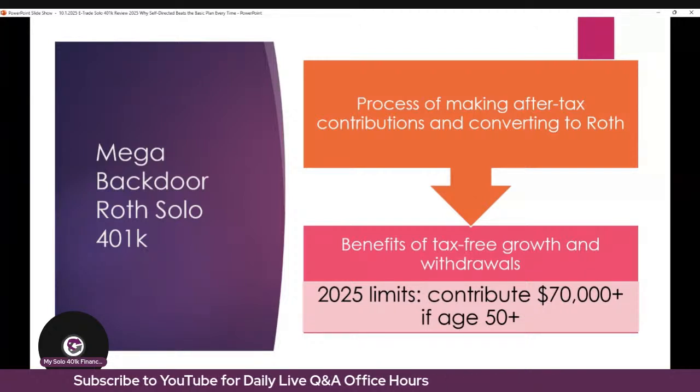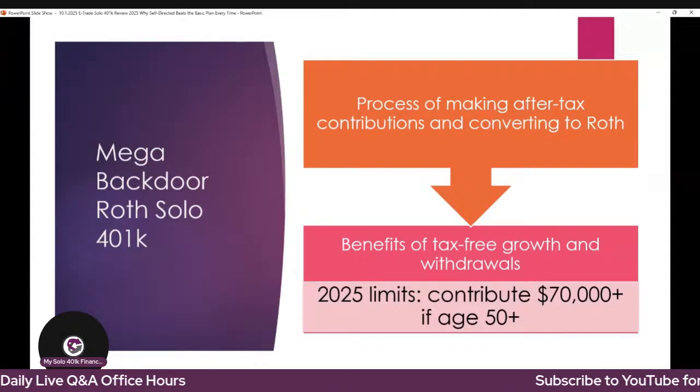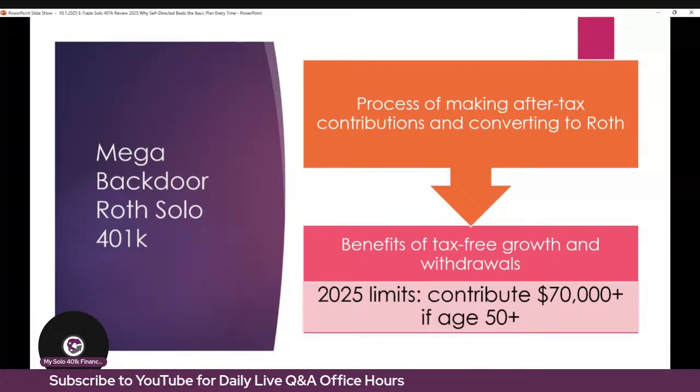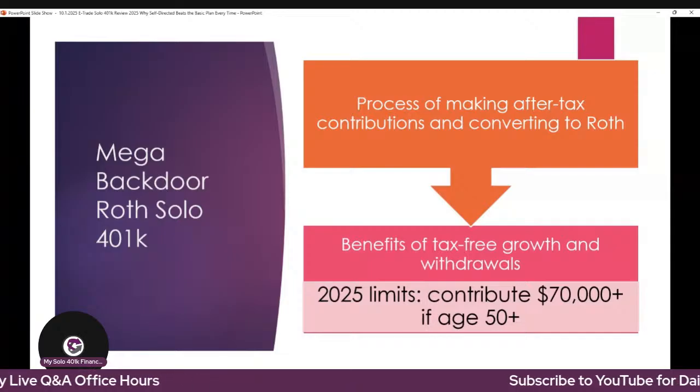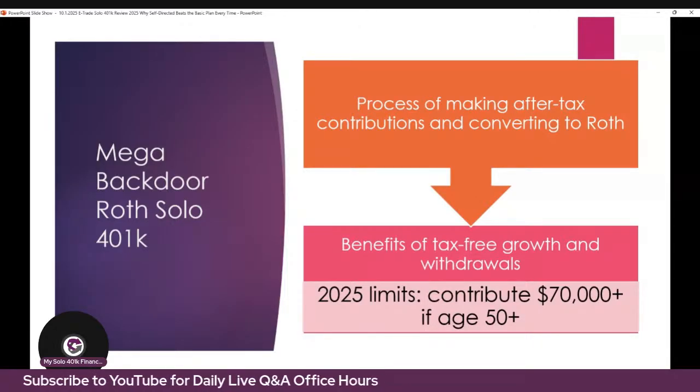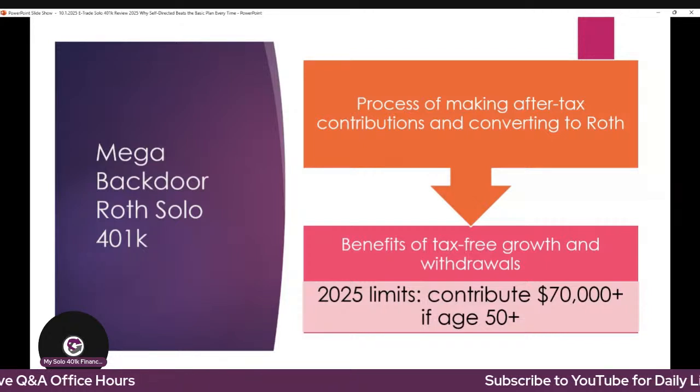But what's great about the Mega Backdoor Roth Solo 401k is that the contribution limits are so much higher. For example, they're 10 times how much one could contribute to a Roth IRA. But in order to be eligible to make those contributions, of course, you need to be eligible to set up a solo 401k. So you need to be self-employed with no non-owner, non-spouse, full-time W-2 employees. And then you need a plan that allows you to make those Mega Backdoor Roth Solo 401k contributions.